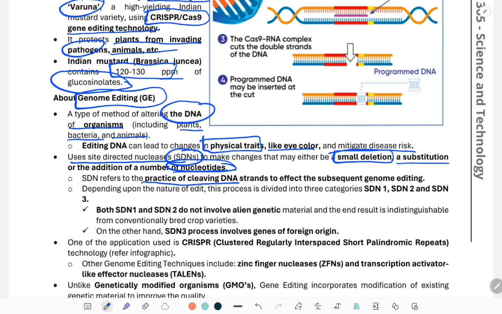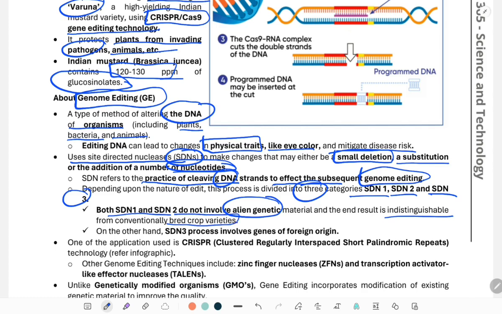SDN refers to the practice of cleaving DNA strands, and the subsequent genome editing depends upon the nature of the edit. The process is divided into three categories: SDN1, SDN2, and SDN3. SDN1 and SDN2 do not involve alien genetic material, and the end result is indistinguishable from conventionally bred crop varieties. On the other hand, the SDN3 process involves genes of foreign origin.